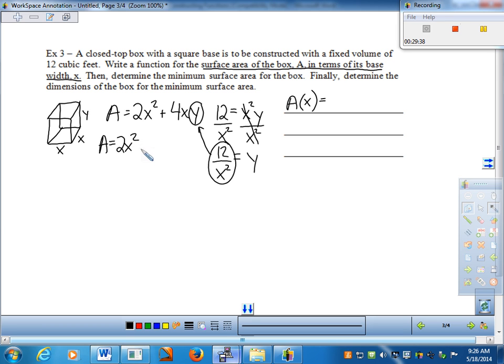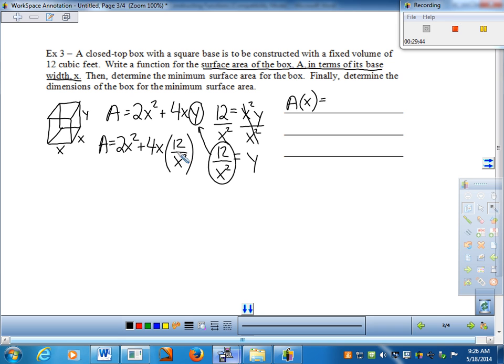I have 2X squared plus 4 times X times 12 over X squared. Theoretically, have I done my job at this point? Area just in terms of X? Absolutely. Only X's on this side. No other variables.